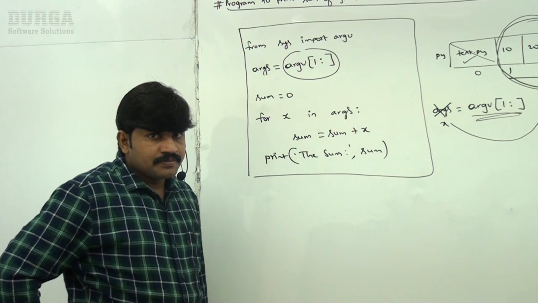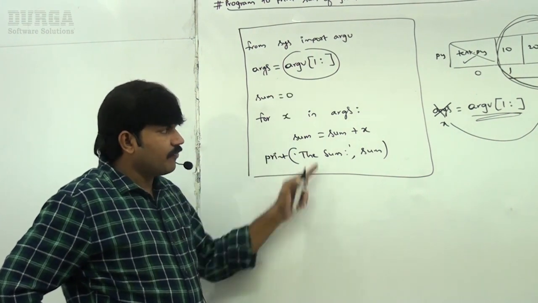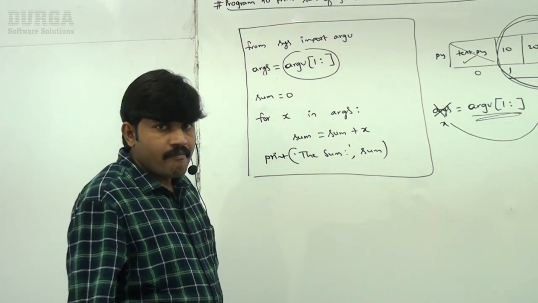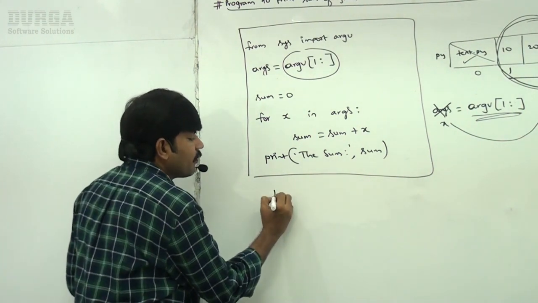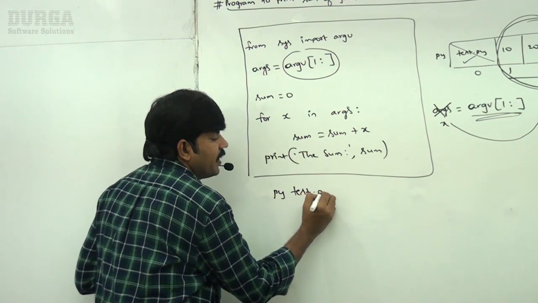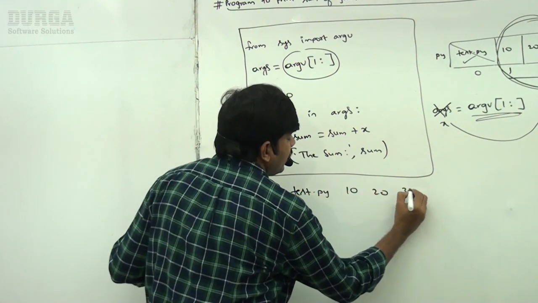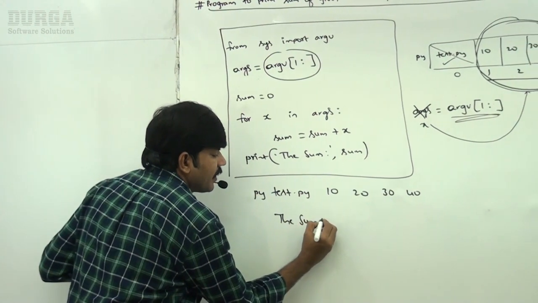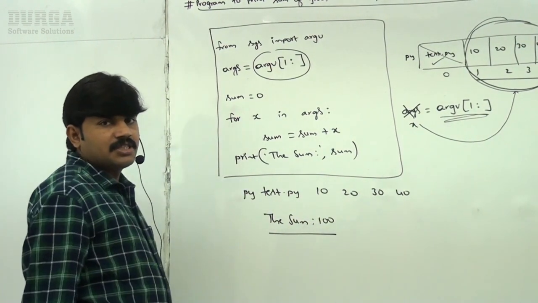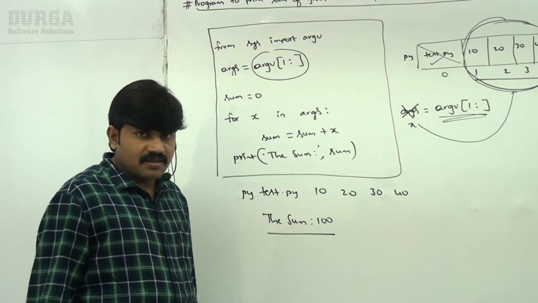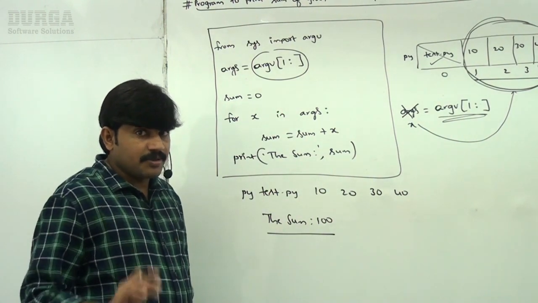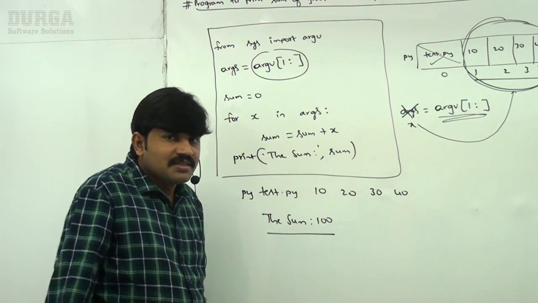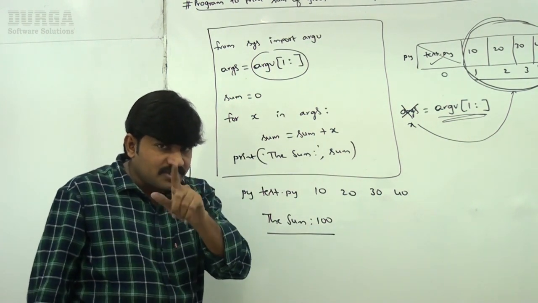Any doubt, friends? Observe very carefully. Can you please confirm, is this code going to work or not? Yes, if I pass py test.py 10, 20, 30, 40, can I get the sum as 100 or not? Is it possible or not? Is this code going to work or not? Take very special care. Everything is going to work, but we are making a small syntactical mistake. What is that mistake?